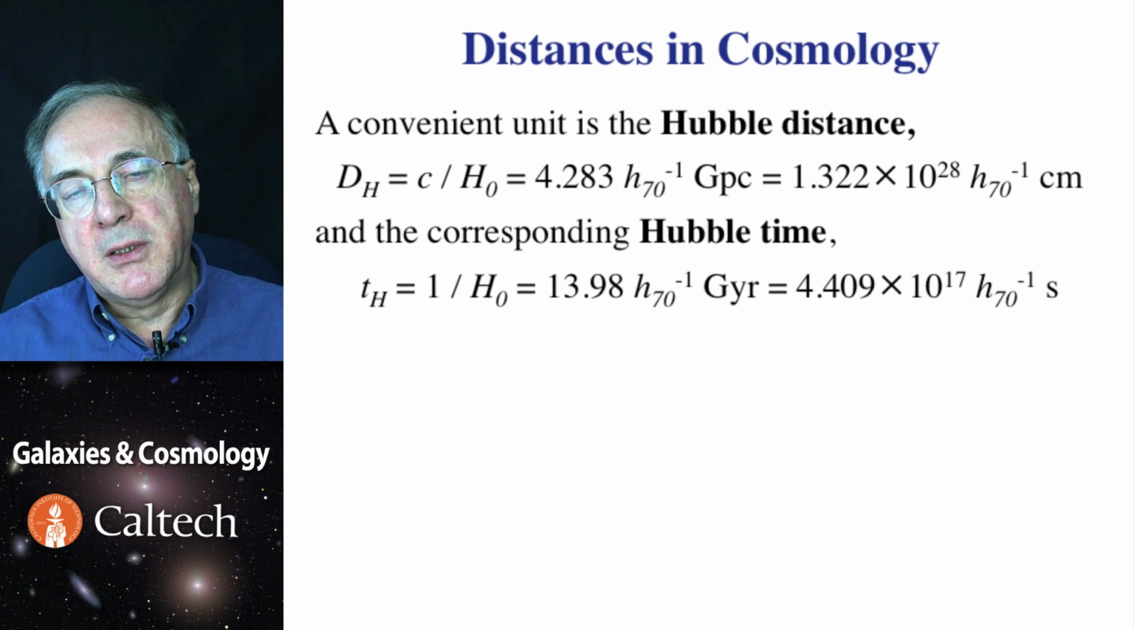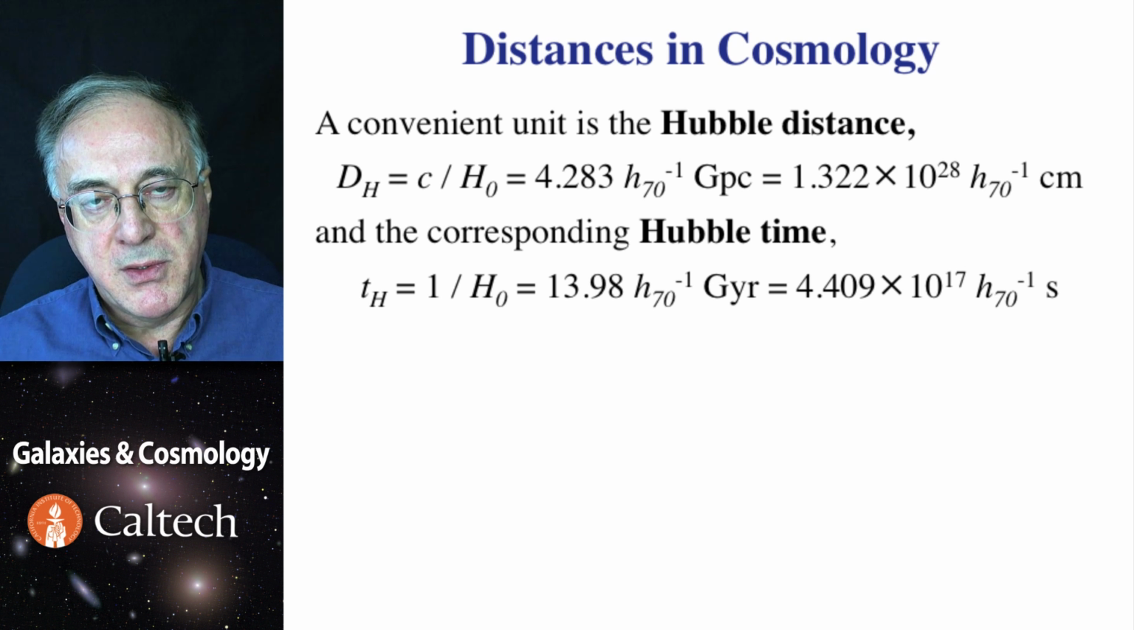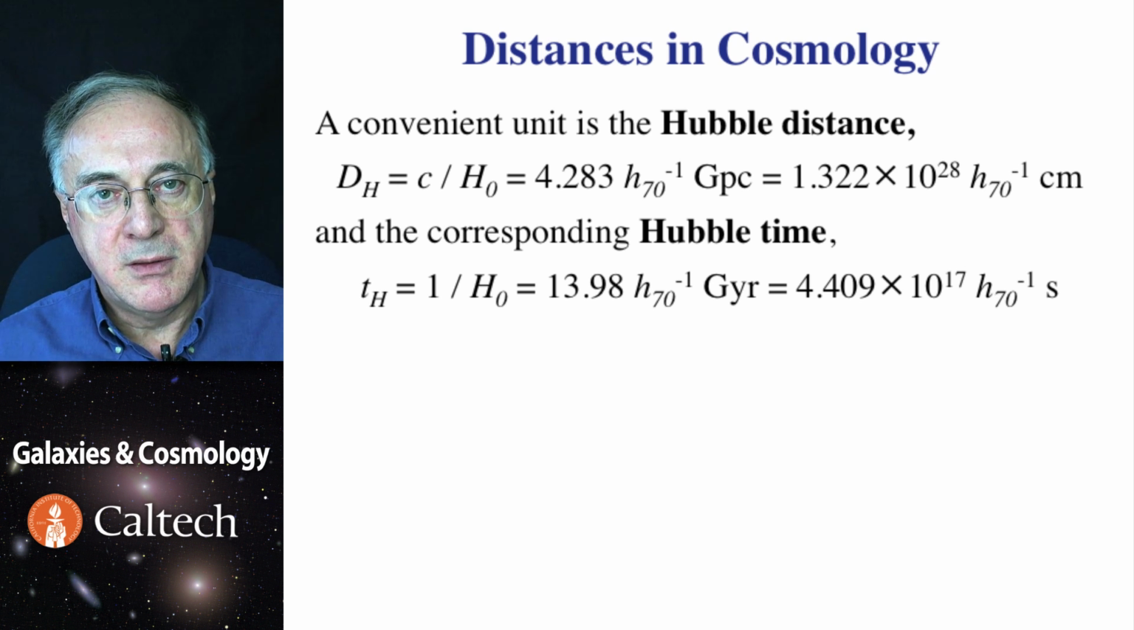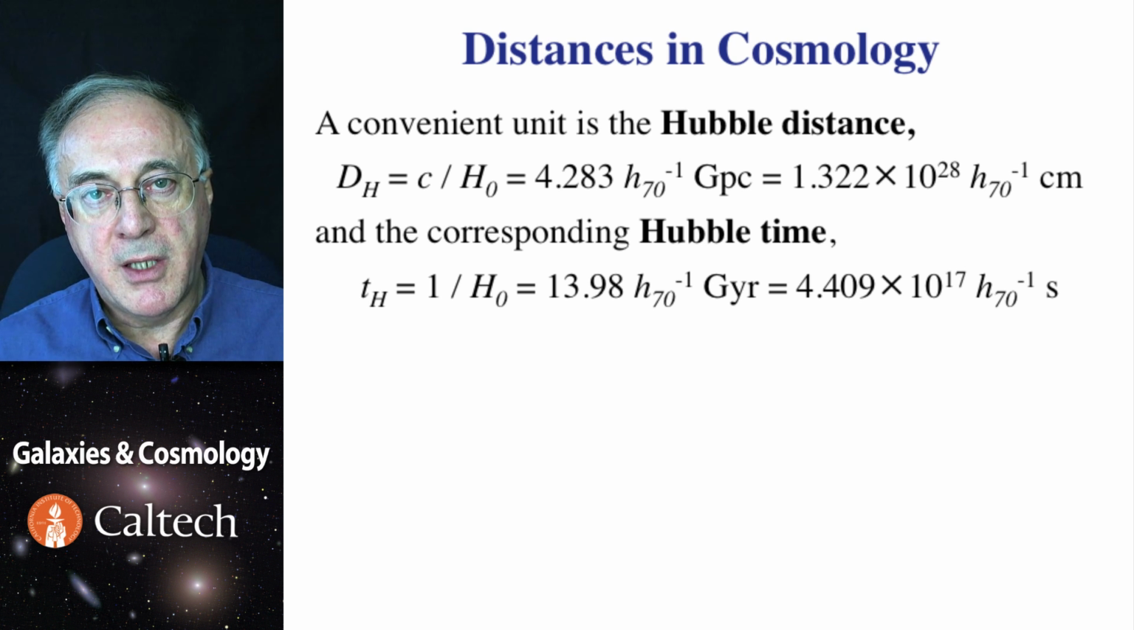A convenient unit of distance is the Hubble distance, which is simply the speed of light divided by the Hubble constant. Recall that the Hubble constant has dimensions of 1 over time. And obviously 1 over the Hubble constant is called the Hubble time. In units of Hubble constant of 70 kilometers per second per megaparsec, which is close to its actual measured value, Hubble length is about 4.3 gigaparsecs, and Hubble time is a little shy of 14 billion years, which is actually pretty close to the actual age of the universe.